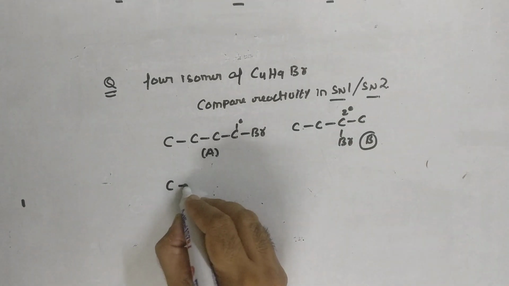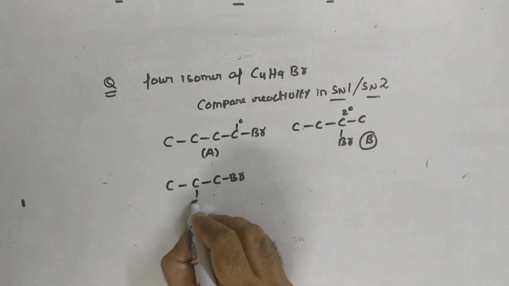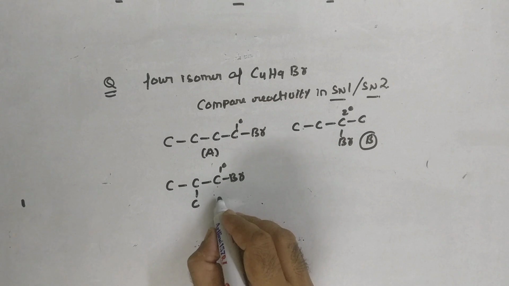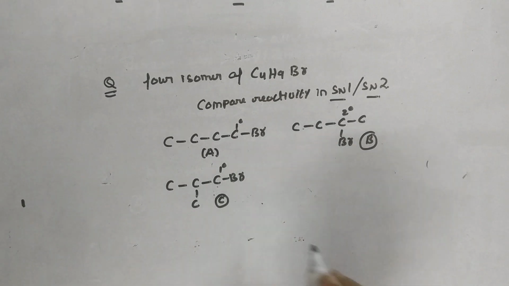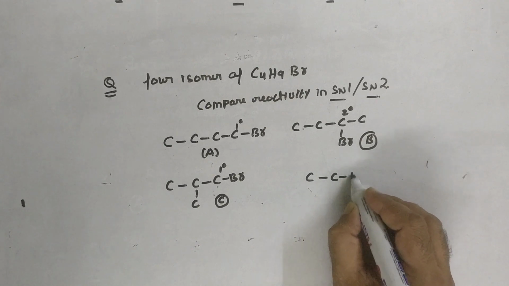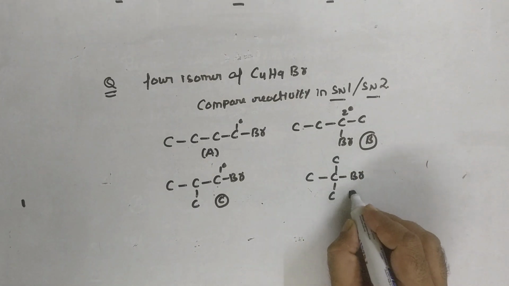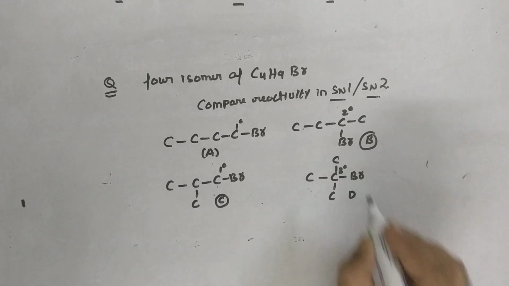Let's draw another one, the iso variety. The iso variety is nothing but your primary. This is your Chota apple, C for Chota apple. And the last one will be the tertiary variety. Let's mark it D, which is called the Dusra apple.